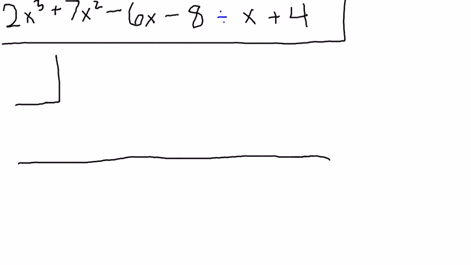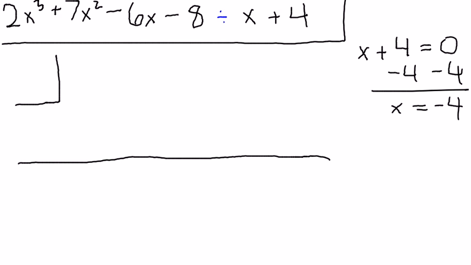So here's our first problem. 2x cubed minus 7x squared minus 6x minus 8 divided by x plus 4. So the first thing you would do would be to find what your root would be. So to do that, you would set your x plus 4 equal to 0, and subtract 4 from each side, and you get x is equal to negative 4. So that is what the number would be up here.